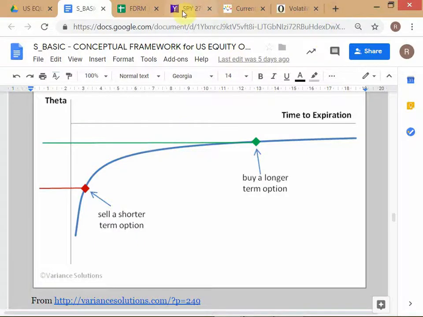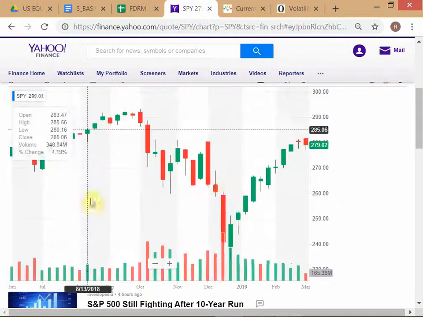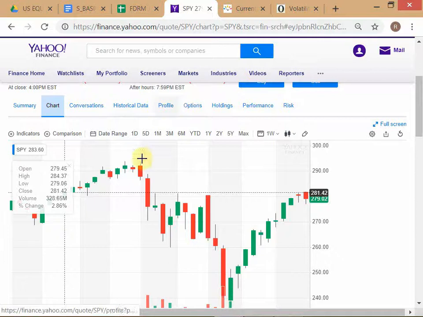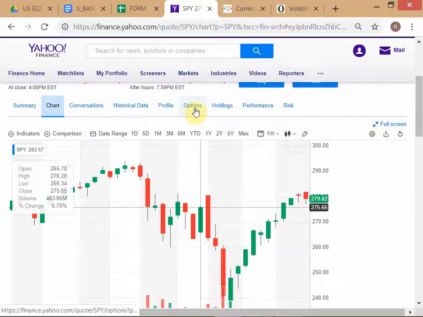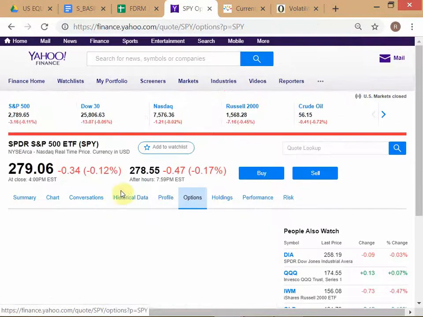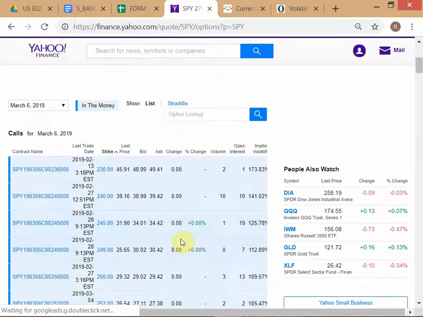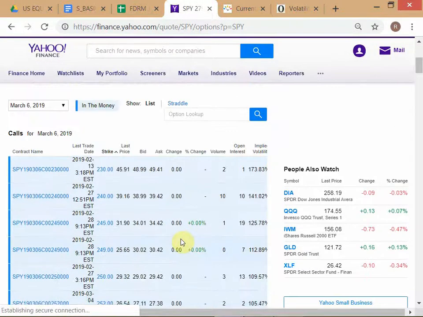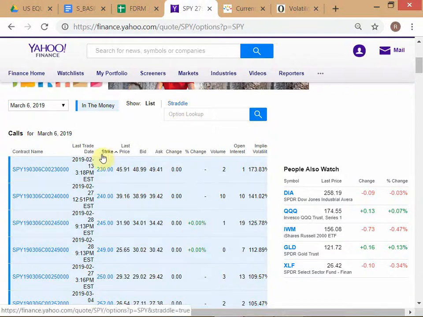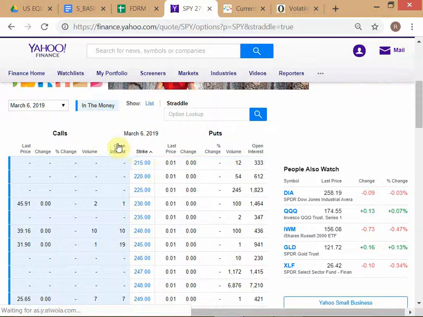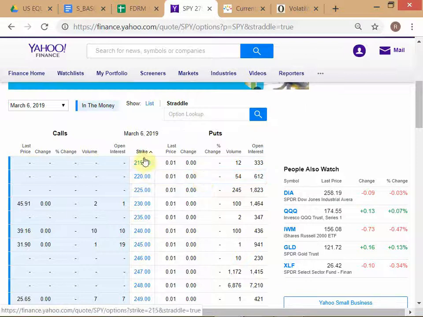If we look at SPY options here, where do we see that there are multiple expirations possible? We can go to a straddle view. A straddle is a type of strategy, but straddle view essentially means that instead of showing all the calls first and then the puts, they show you the calls and puts side by side according to the strike.